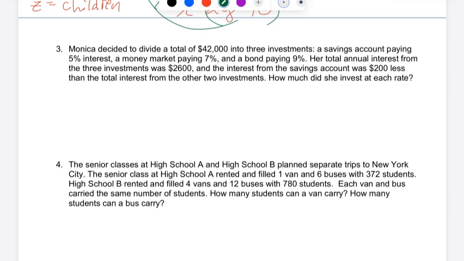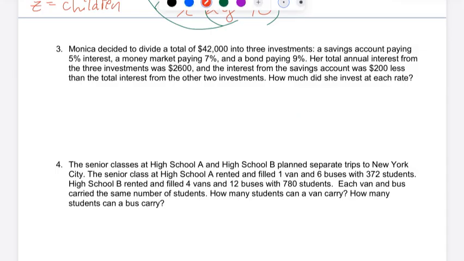This one's a little tricky. It's kind of what we would call a mixture problem. What do we mean by a mixture problem? Well, it's kind of like letter B from the examples, but instead of us mixing chemicals together, we're actually mixing money. We're mixing money and putting it in different investments.